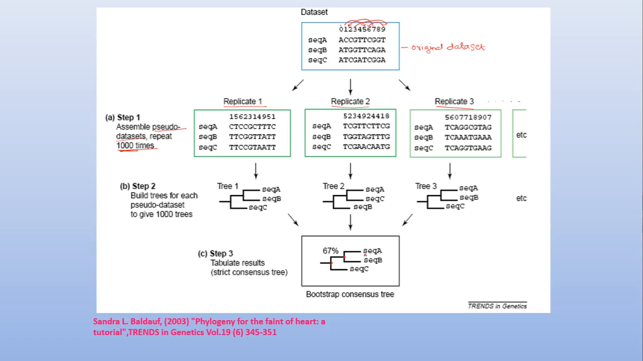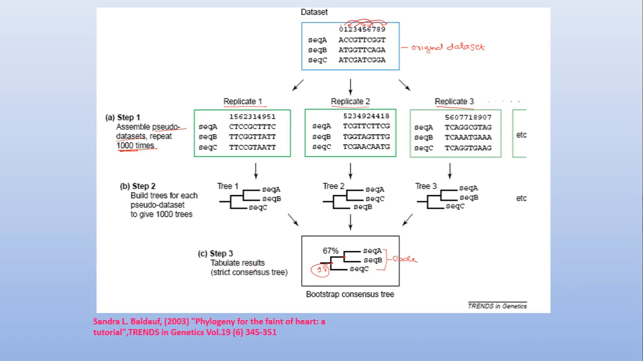So this would indicate that out of these 1,000 trees, 67% of the time the sequences A and B were found to be together. Okay, or this might happen: at this particular node, 98% of the times the sequences A, B, and C were found to be present in a single clade. So now you can say that the reliability of these sequences A, B, and C being present in this particular arrangement is very high, right?